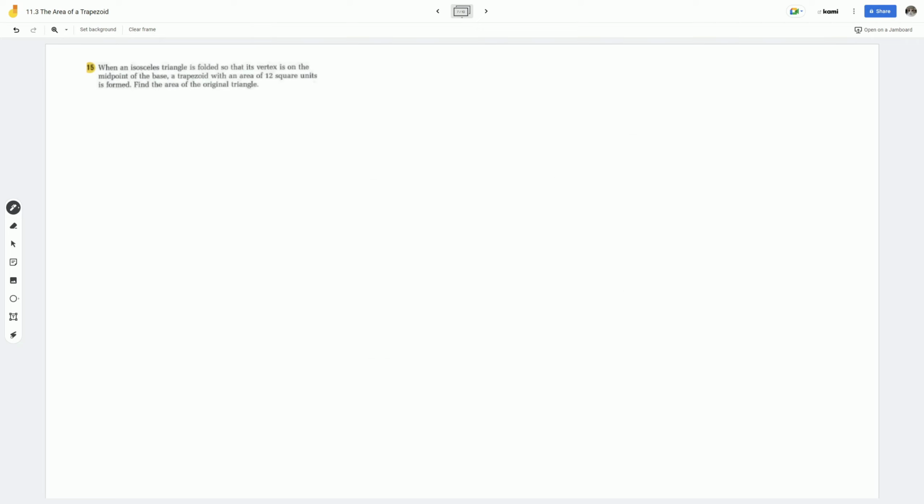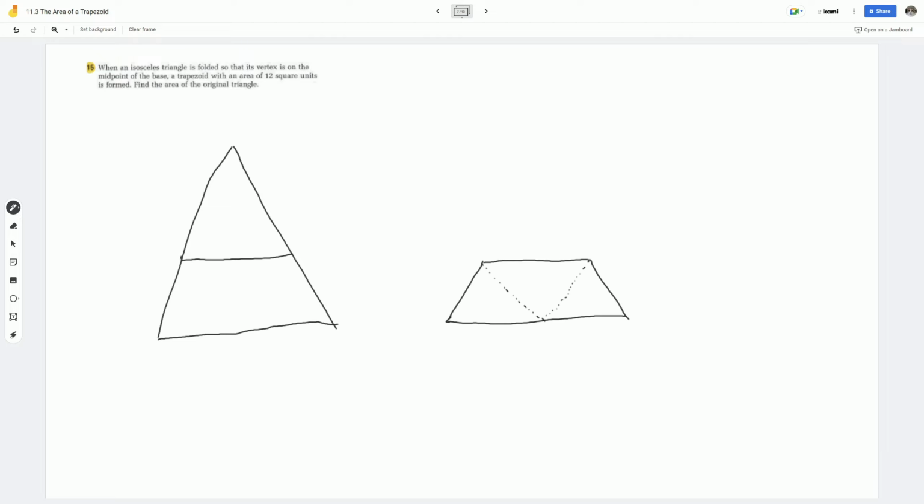Okay, when an isosceles triangle is folded so that its vertex is on the midpoint of the base, a trapezoid with an area of 12 square units is formed. Find the area of the original triangle. Okay, now we're on some problems that require some true thinking to solve. Let me construct 2 shapes here. Oh, that's not an isosceles triangle. Okay, that's close enough.